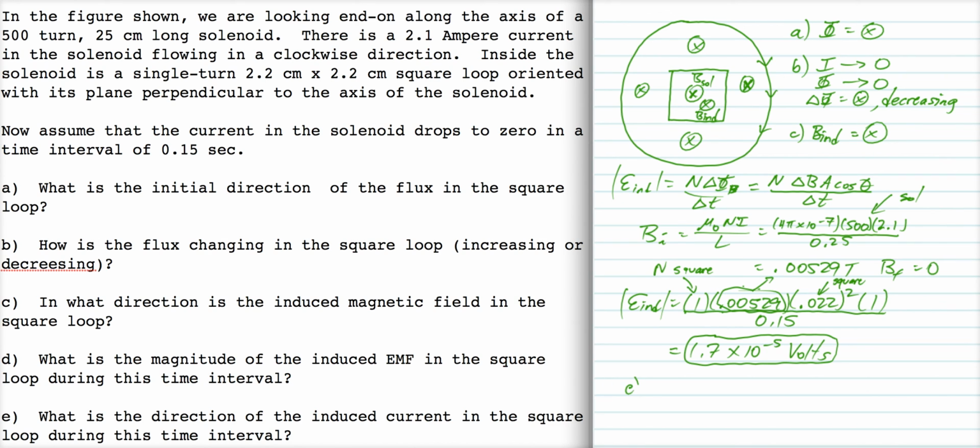Okay, anyway, moving on to part E. If the induced EMF is into the page, that corresponds to an induced current that is clockwise. So the induced current is going to go around the square in the same way that the loop does. So it's kind of like inertia. As the loop slows down, the square kind of picks up the slack.